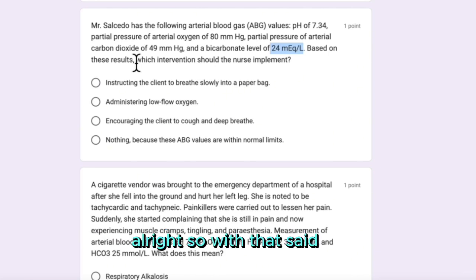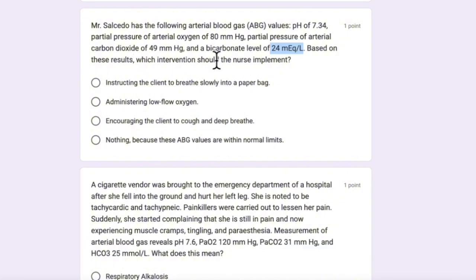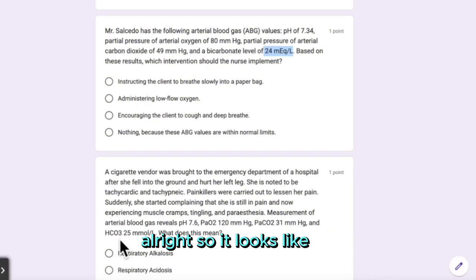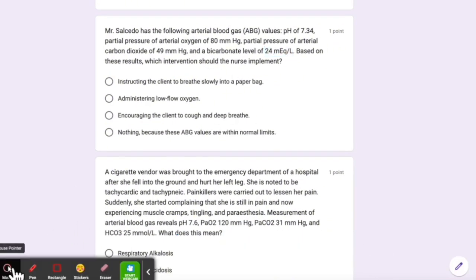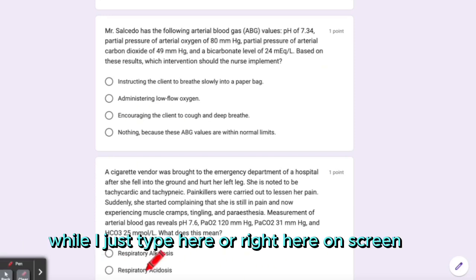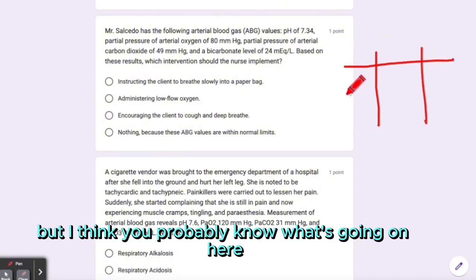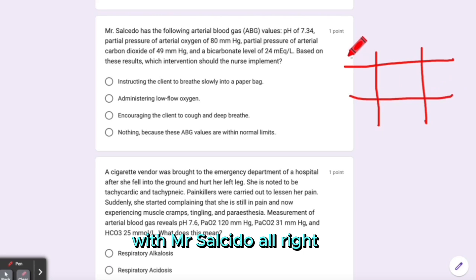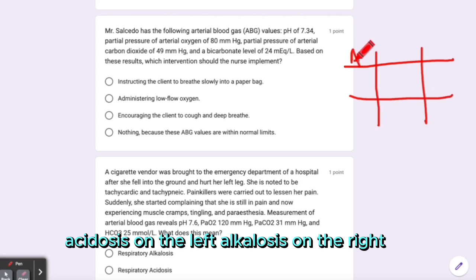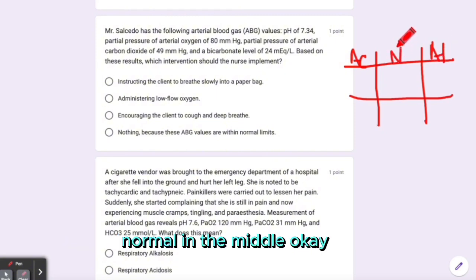So with that said, let's first figure out what we have going on here. I'll give you a second to work with it while I just write here on screen what we have. We'll do a quick tic-tac-toe, but I think you probably know what's going on here with Mr. Salcido. Acidosis on the left, alkalosis on the right, normal in the middle.